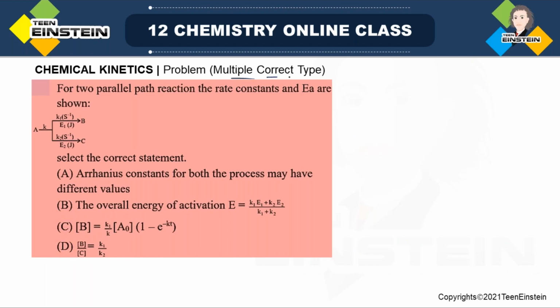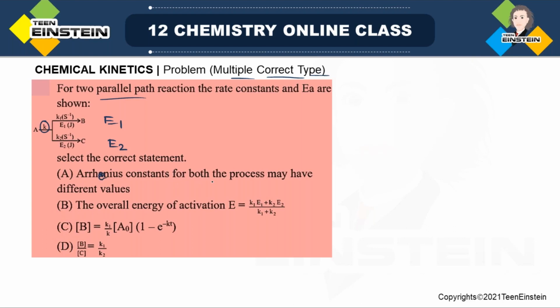This is a multiple correct type, more than one may be correct. Again, we have two parallel path reactions. Rate constant and EA are all given. Overall rate constant K and individual rate constants K1, K2 are both in second inverse, which means it is first order. And activation energy is E1 for B and E2 for C. Now we have to find the correct statements. It may be more than one.